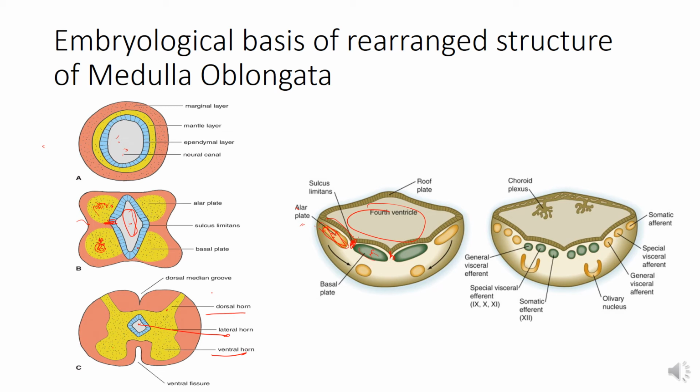The internal structure of the medulla oblongata is considered at 4 levels, as I have told you. Here you can see the motor nuclei, they are lying medially, while the sensory nuclei, they are lying laterally.